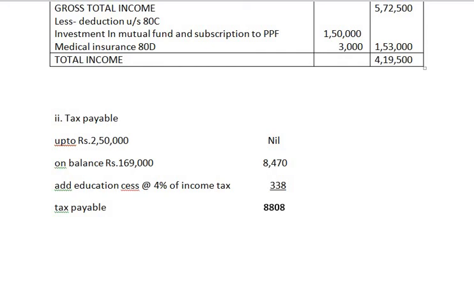Add education cess at 4% of income tax. Just a minute. Make the correction. 1,69,000 into 5% comes to 8,450. On 8,450, add education cess at 4% of income tax, that comes to 338. Therefore total tax payable is 8,788.